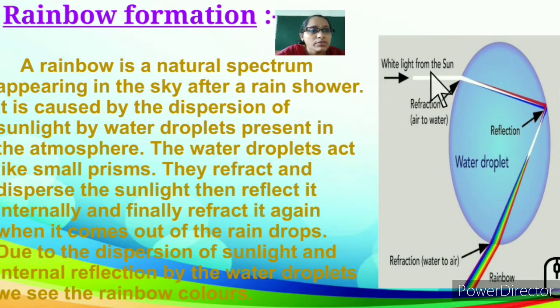When white light from the sun enters into the water droplet, so white light is entering from air to water. You can see that this is refracted and enters and hits one side of the water droplet, and it reflects internally and gets refracted and comes out from the raindrops in the form of a rainbow. So due to dispersion of sunlight and the internal reflection by water droplets, we can see the rainbow colors.